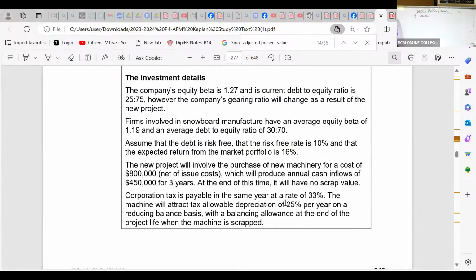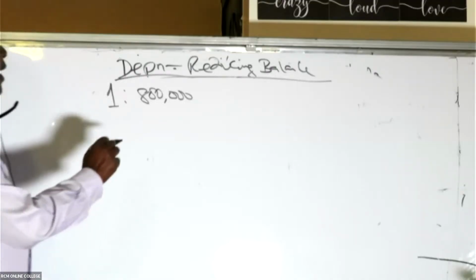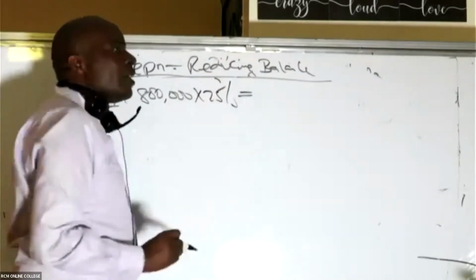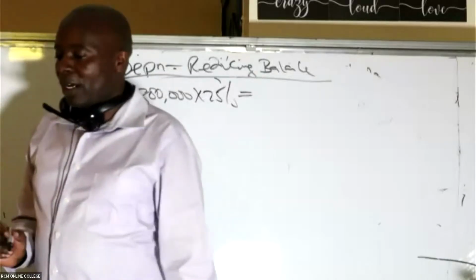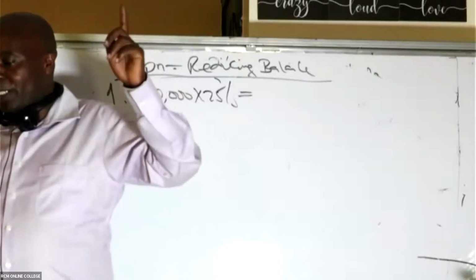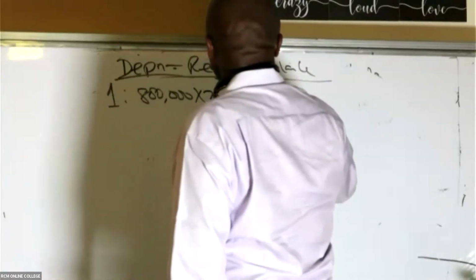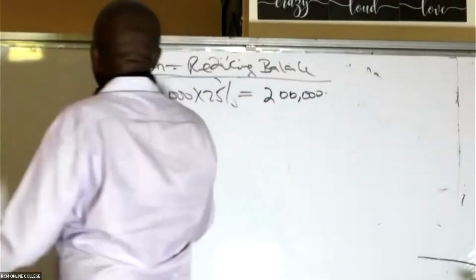And depreciation they have told us is 25%, reducing balance. So year number 1 will be 800,000 times 25%. Is there somebody who can give me this figure, depreciation for year number 1? Somebody is giving me a figure of 200,000. Then we go to year number 2.